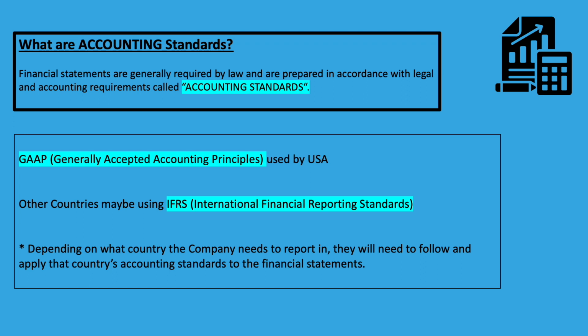The main purpose of GAAP standards is to ensure that the financial information provided to the users, like investors, banks, and regulators, is reliable, accurate, and consistent with one another. In other countries, they may be using IFRS, International Financial Reporting Standards. So depending on what country the company needs to report in, they will need to follow and apply that country's accounting standards to the financial statements.